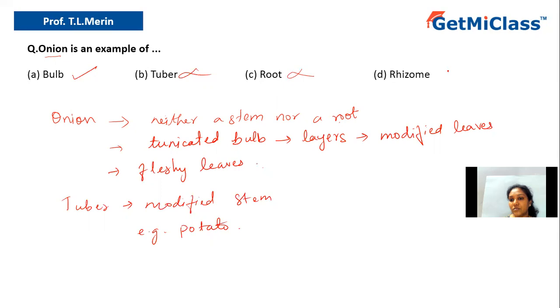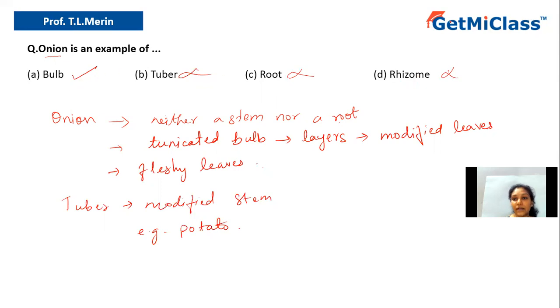Option D says rhizome. Rhizome is again a modified stem itself, and the best example I can give you is ginger. It is a modified underground stem. But it is not onion. So onion is not an example of rhizome. It is an example of bulb.